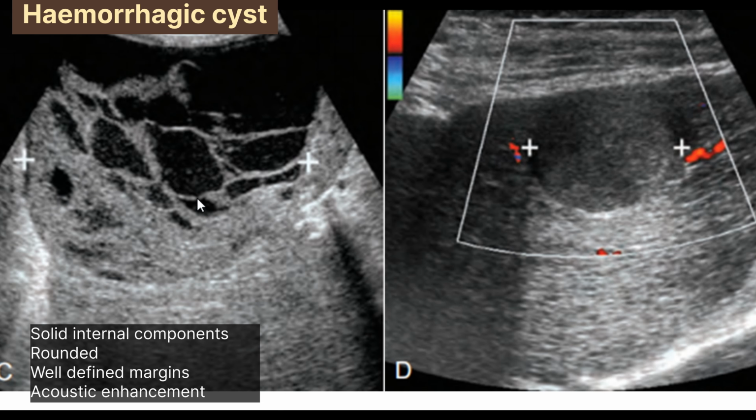Now this is a case of hepatic cyst with multiple internal septations, internal membranes, and a solid mural thrombus. And here we can see the cyst with diffuse low level echoes and obvious through transmission, that is called the acoustic enhancement.